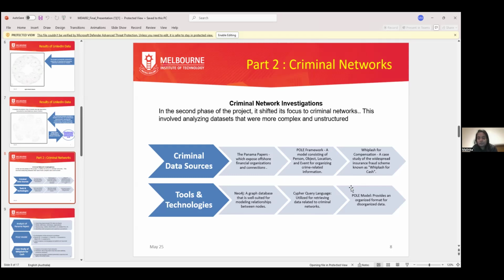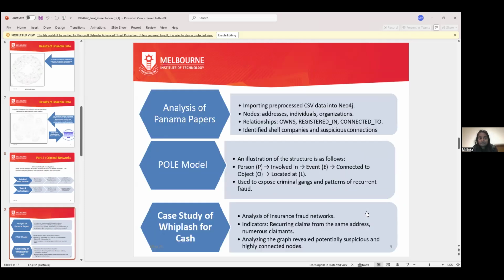And for the POL model, we have used it in an organized format for disorganized data. Also, when we analyzed the Panama Papers, we imported pre-processed CSV data into Neo4j. There we obtained nodes address-wise, individual-wise, and organization-wise. Relationships were shown by owns, registered in, and connected on, and we identified shell companies and suspicious connections. So that's how the analysis of the Panama Papers was done.